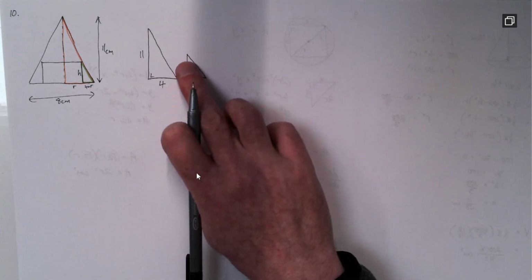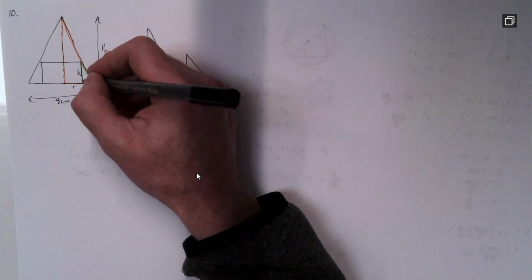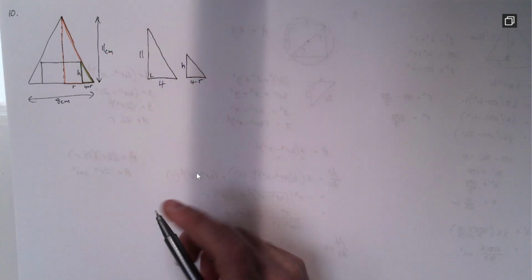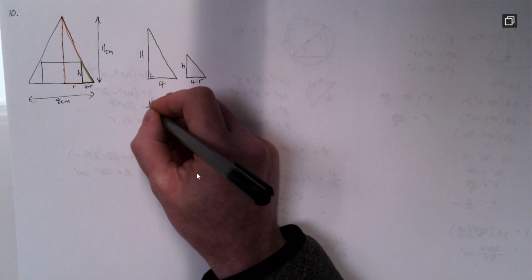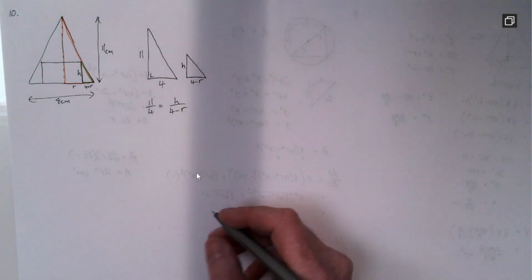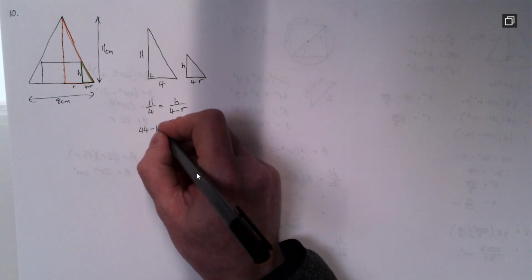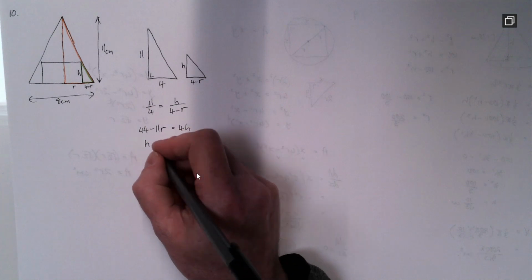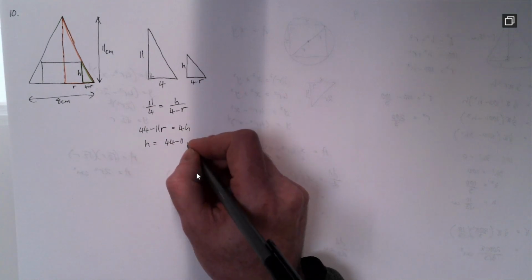So the height of the cylinder is H, and the radius is R. So using similar triangles, the ratio of R to 4 is the same as H to 4 minus R. Cross multiply: 4 times (4 minus R) equals 4H. Okay, so we have the height H in terms of R centimeters.